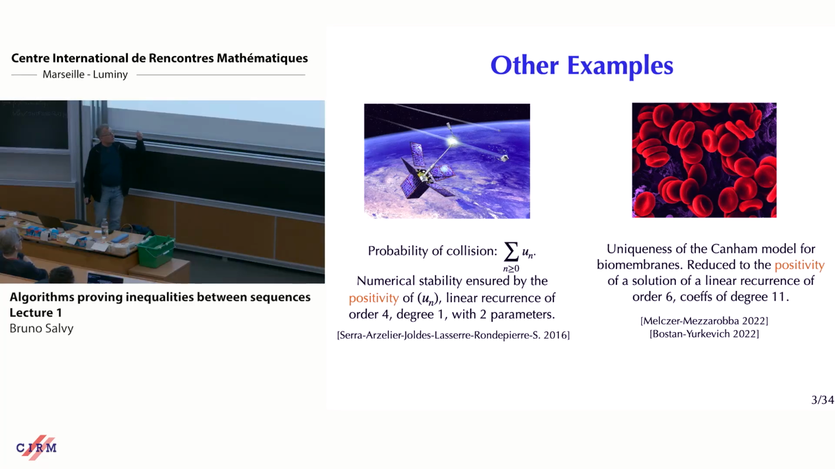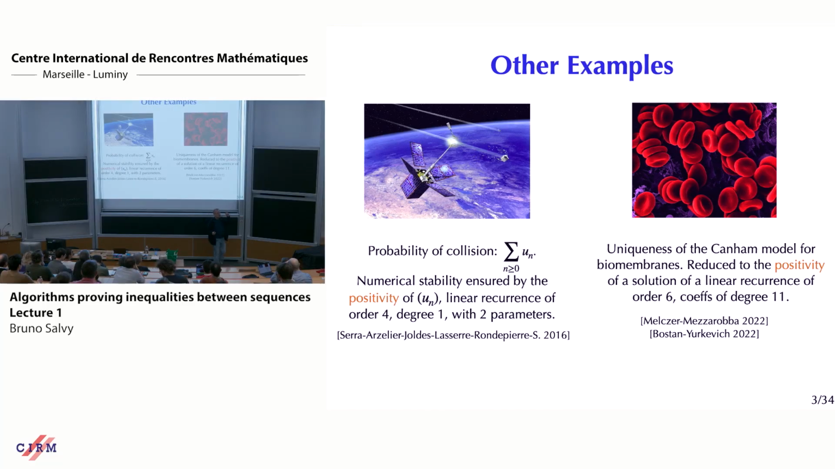And the second one is, forget about it, it's presumably about the shapes of blood cells. But in practice, you have a linear recurrence of order 6 with coefficients of degree 11, and the question is, is u_n positive? And is Mark around?